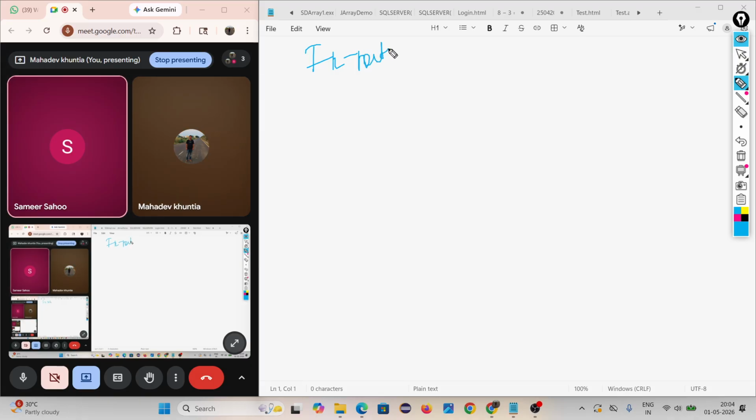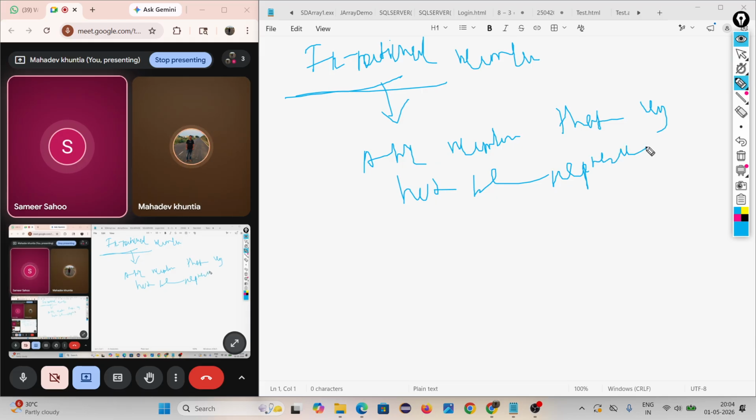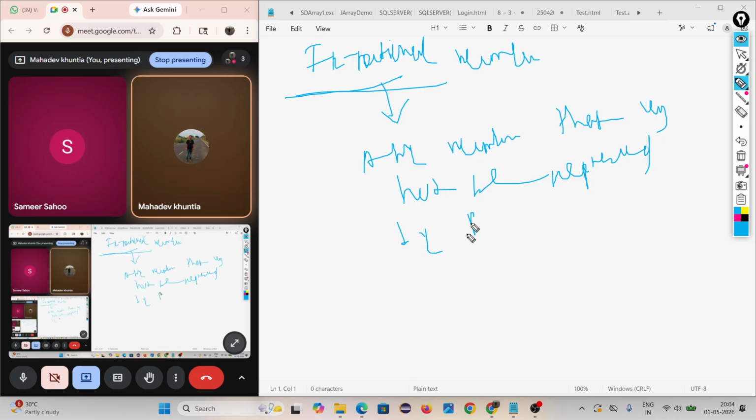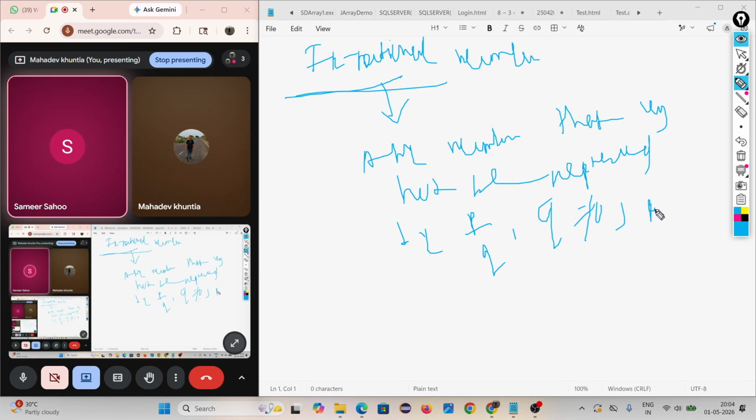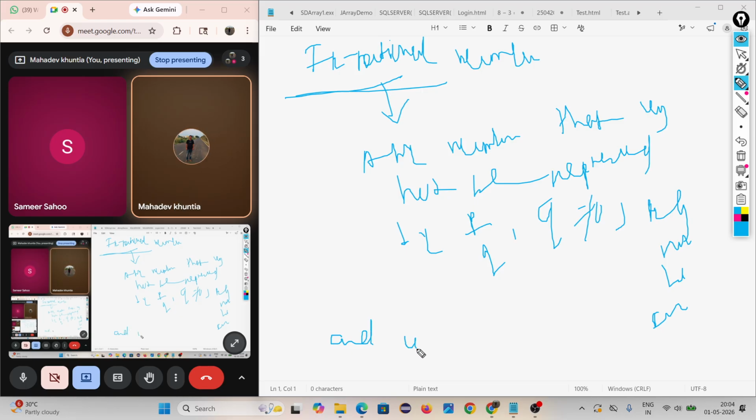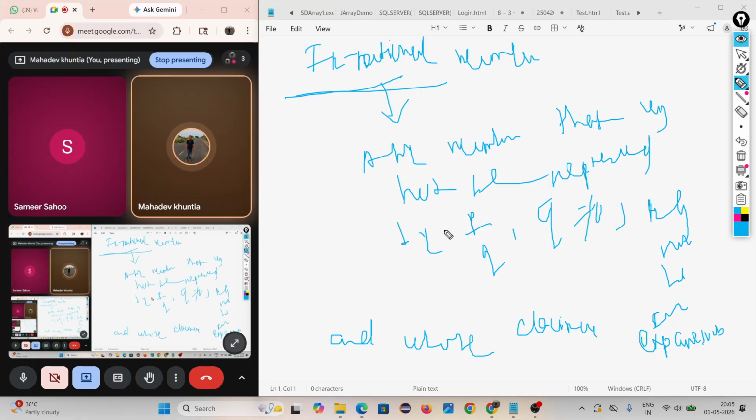Then irrational numbers. An irrational number is any number that cannot be represented in the form of p upon q, where q does not equal 0, and p and q must be integers, and whose decimal expansion is... which type of decimal expansion does it have? An irrational number has which type of decimal expansion?